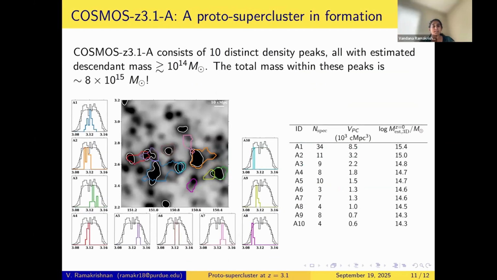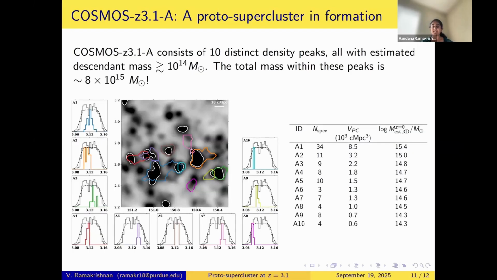So finally, getting to the actual title of this talk, Cosmos 3.1a as a proto-supercluster. From our 3D density map, we actually identified multiple distinct peaks in the density map, right? 10 density peaks in total. And each one of these density peaks has an estimated descendant mass greater than 10 to the power 14. So each one of these is probably going to evolve into a cluster, right? So this is what makes us classify Cosmos 3.1a as a proto-supercluster.